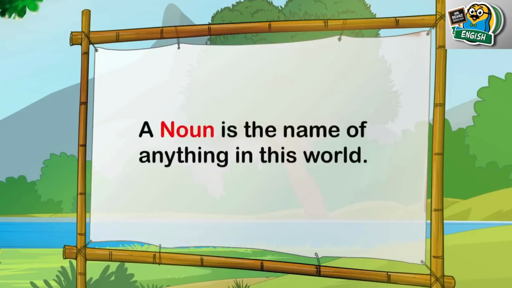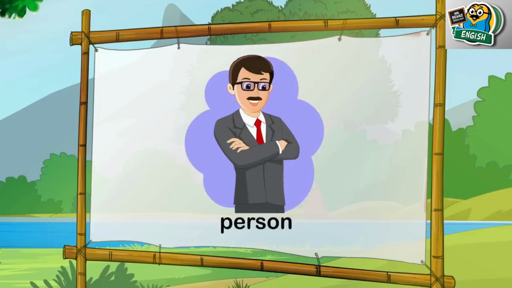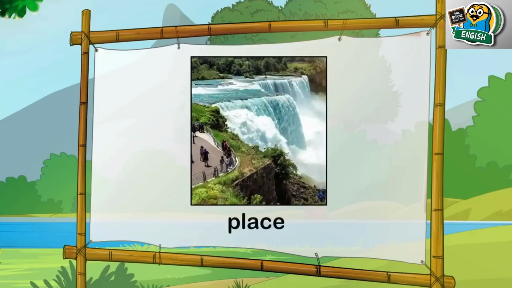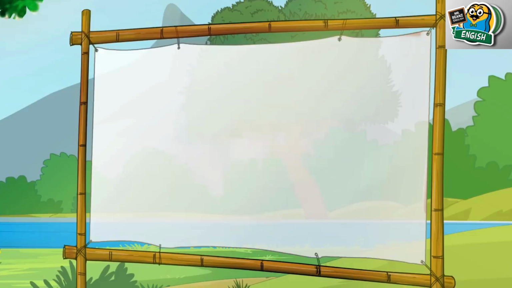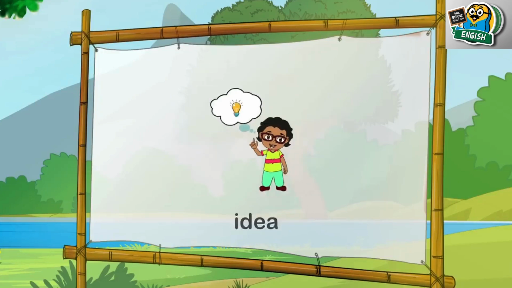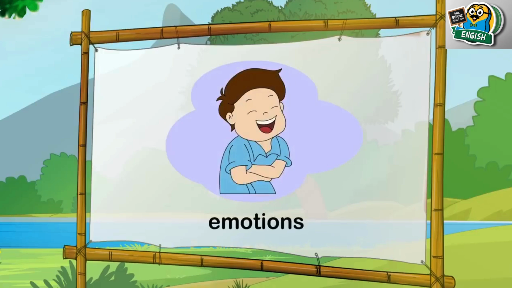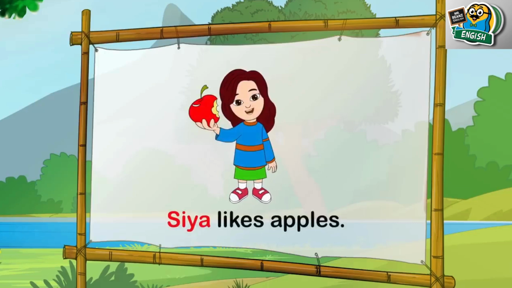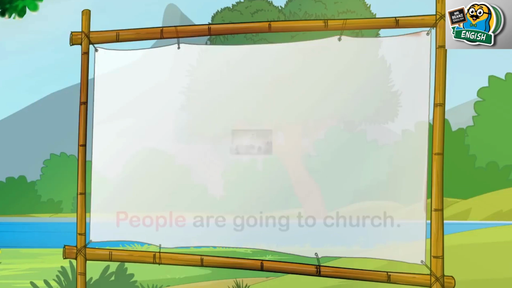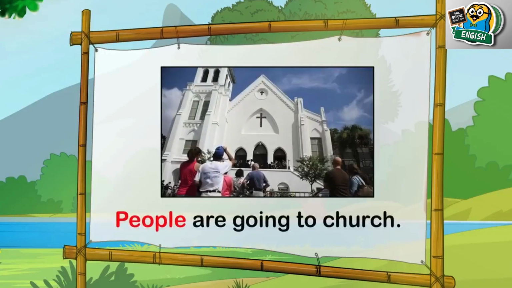A noun is the name of anything in this world, be it person, place, animal, thing, idea, or emotions. For example, Jimmy is playing. Sia likes apples. People are going to church.